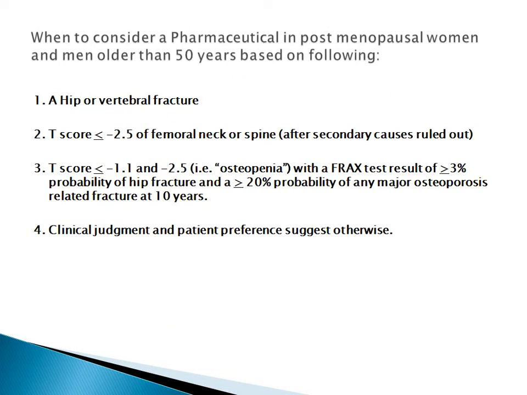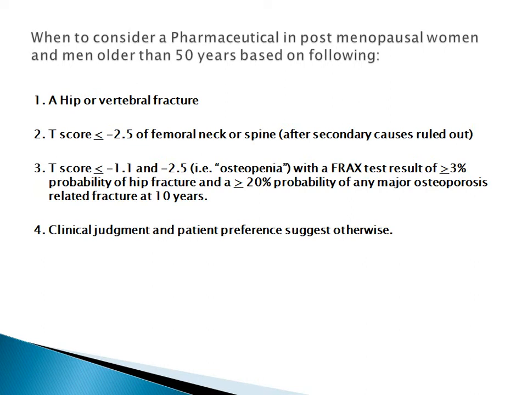When to consider a pharmaceutical, a drug treatment, in postmenopausal women and men older than 50 can be based on the following when you're using FRAX. If there's a history of hip or vertebral fracture, consider a pharmaceutical. Just that in itself is enough. If the T-score is less than or equal to minus 2.5 of the femoral neck or spine, after you've ruled out secondary causes that can be treated, consider a pharmaceutical.